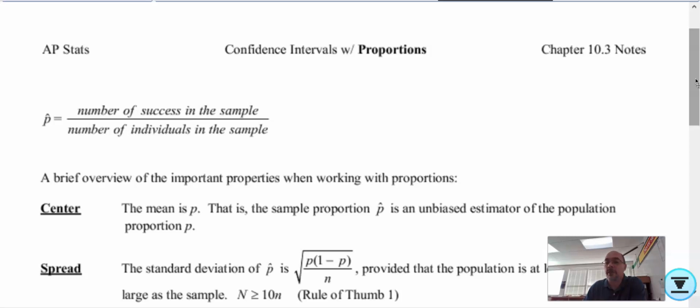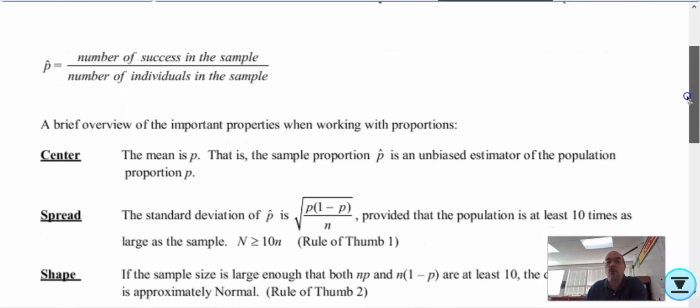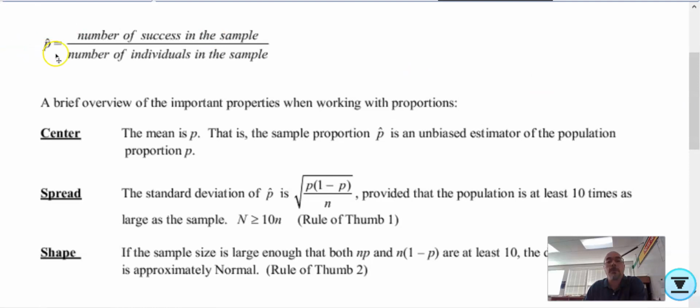All right. So we are doing confidence intervals with proportions. So P hat, remember, stands for our sample proportion. So what is P hat? The number of successes in the sample divided by the number of individuals in the sample.